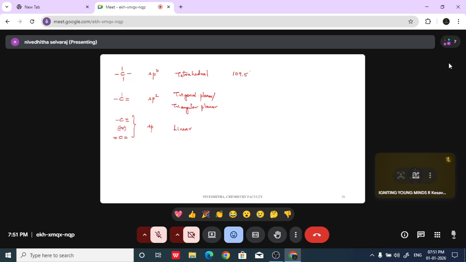(109.5°). If it is trigonal planar, bond angle is 120°. If it is linear, bond angle is 180°. Okay. The percentage of S character. Now, what is basically hybridization?